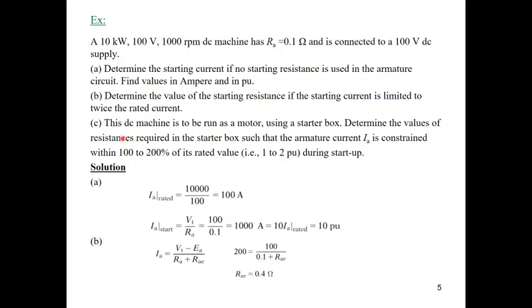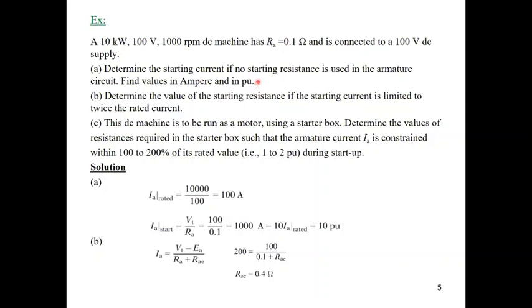So here we have, for instance, a motor of 10 kilowatts, 100 volts, 1000 RPM DC machine, which has an armature resistance of 0.1 ohm and is connected to a 100 volt DC supply. What is required? First, determine the starting current if no starting resistance is added. So we will connect the motor directly to the 100 volts and see what the expected starting current is. And also, it's required to calculate the current in values, meaning in amperes, and in per units.